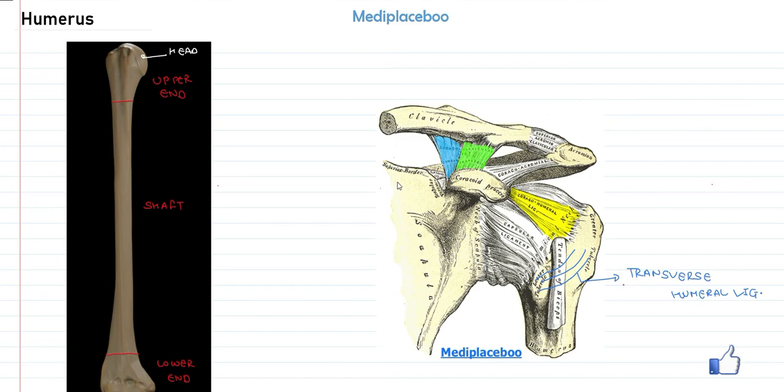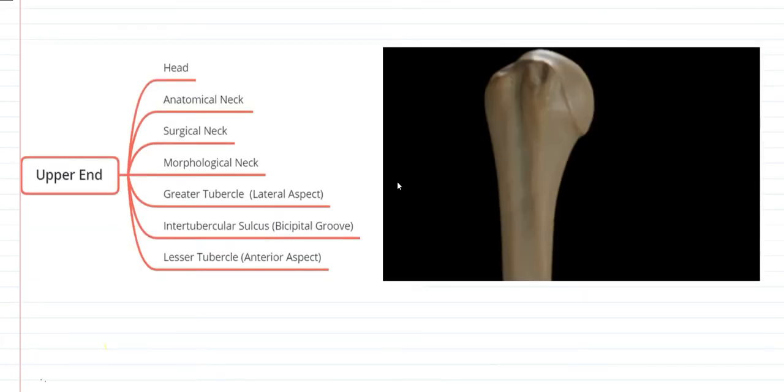Now let us discuss each part of the humerus in much more detail. I have presented a mind map and a diagram so we can understand the theoretical as well as the diagrammatical part of the humerus. On the upper end of the humerus, we can encounter the following structures: the head. The anatomical neck separates the head of the humerus from the other parts of the upper end. An important point regarding the anatomical neck is that it is the thickest portion of the humerus, so there are very few chances that a fracture may occur at this site.